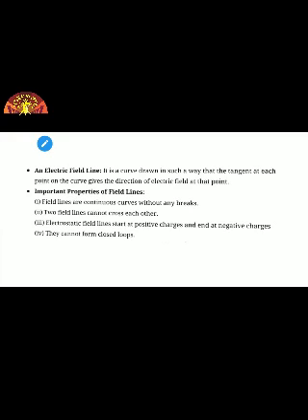Then we have that electrostatic field lines start at positive charge and end at negative charge. This I'll explain to you with a diagram in the next slide. And these do not form closed loops. You know that they emerge from positive charge and end at negative charge, but they do not form closed loops as magnetic field lines do. This you will study in the next chapter.